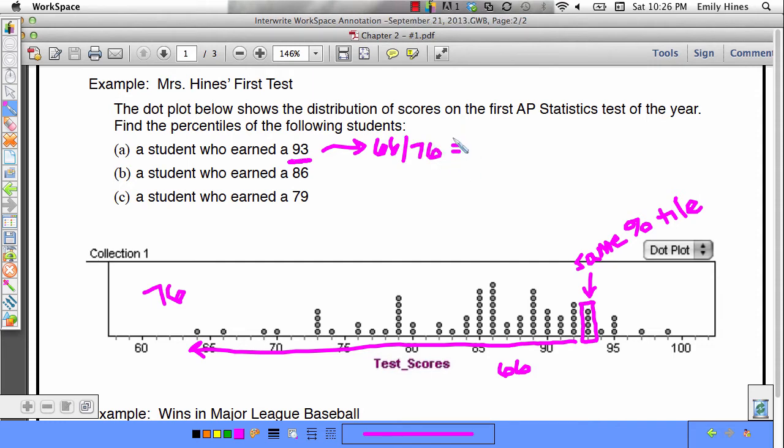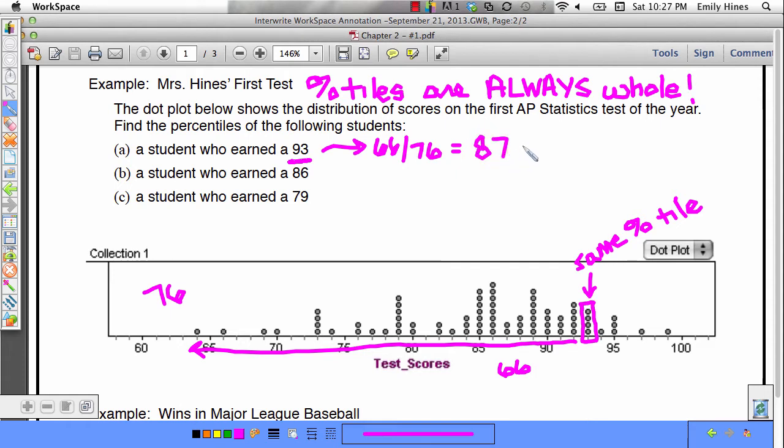Okay, and then I'm going to round. Percentiles are always whole numbers. You should never get any decimals. So after I round, I end up with these students are in the 87th percentile. And you can write it out or you can abbreviate it like this.